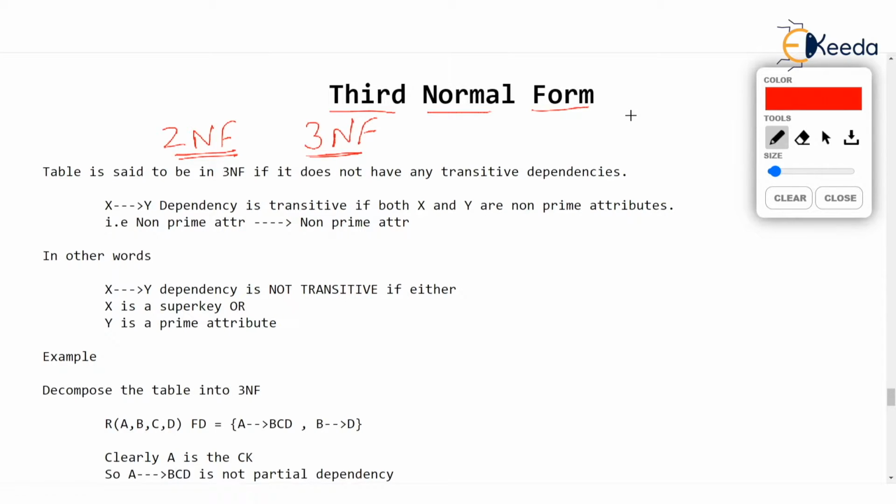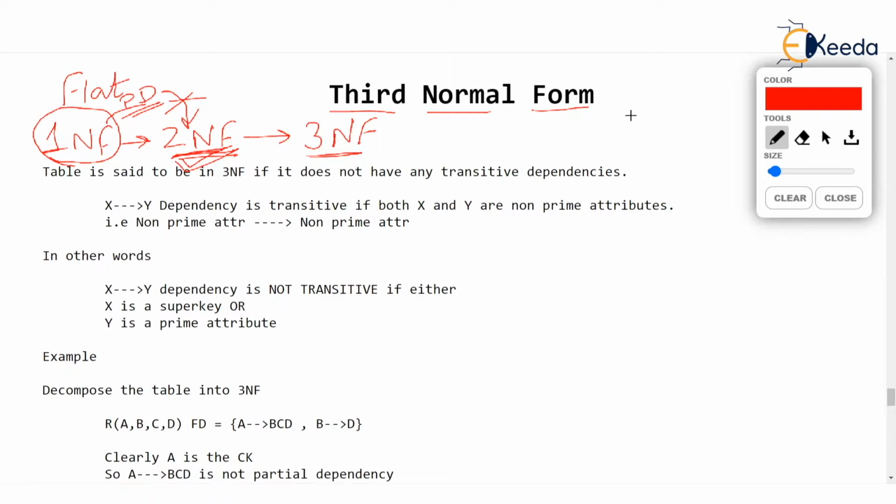And a table is said to be in second normal form only if the table is first of all in first normal form. And you all know from the very first video on normal forms, all tables are always in first normal form. They are called flat tables. But then if that table has any partial dependency, then the table is not in 2NF. So after removing the partial dependencies, we get 2NF. So if the table is in 2NF, we are sure that that table does not have any partial dependencies.